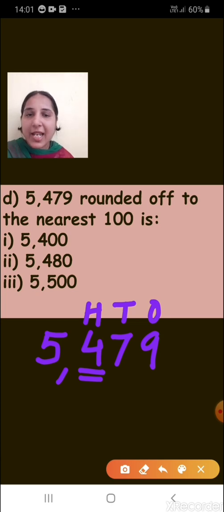So where will you look? You will look at the digit at the tens place. What is the digit here? 7. It is more than 5. Then what will we do? Can you tell me? We will add 1 to the digit at the hundreds place.